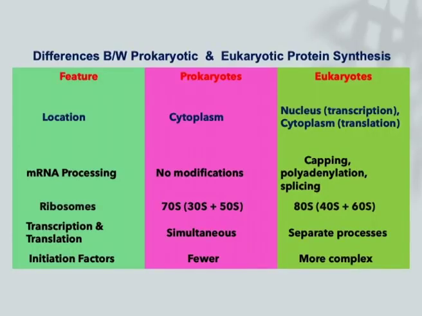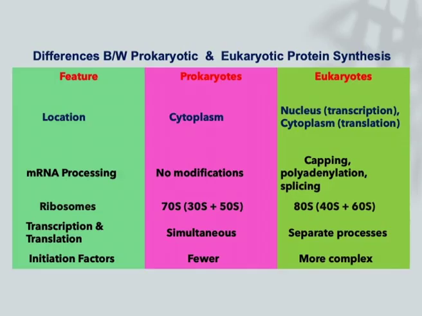Now, next, what are the major differences between prokaryotic and eukaryotic protein synthesis? Number one, we already discussed location. In prokaryotes, both transcription and translation occur in the cytoplasm. Remember, my dear students. But in eukaryotes, transcription is observed in the nucleus, while translation is observed in the cytoplasm.